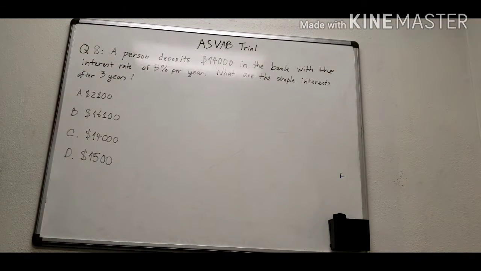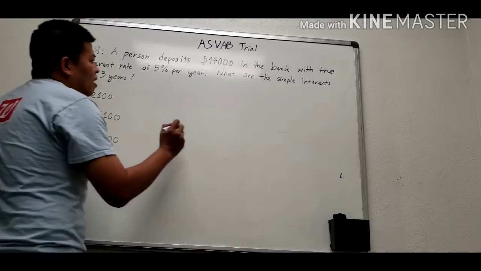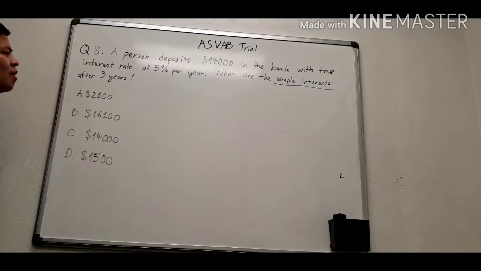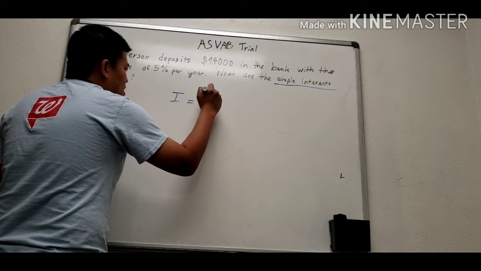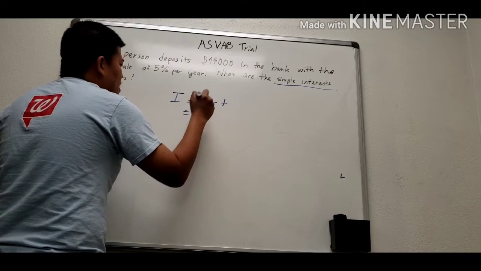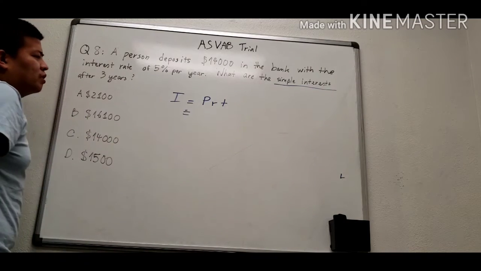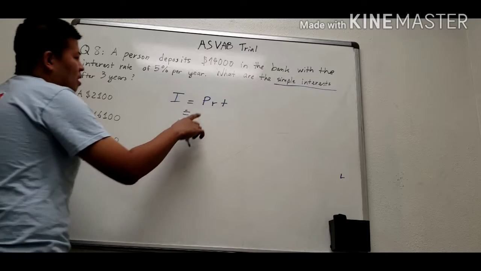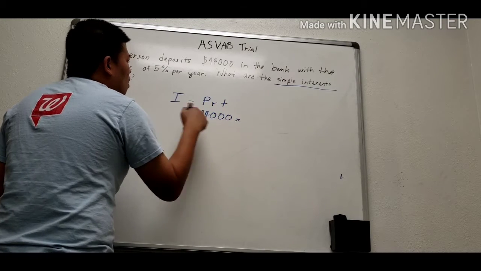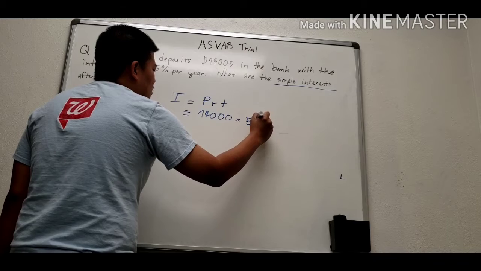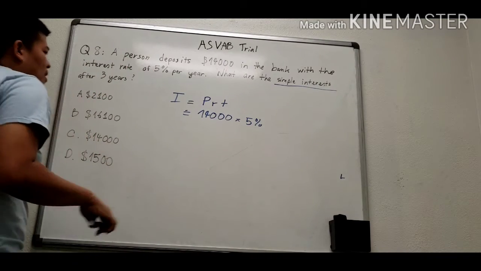Question 8: a person deposits 14,000 in the bank with an interest rate of 5% per year. What is the simple interest after 3 years? The formula of simple interest is I equals P times R times T, where P is the principal, R is the interest rate, and T is the time. So P is 14,000, R is 5%, and T is 3.